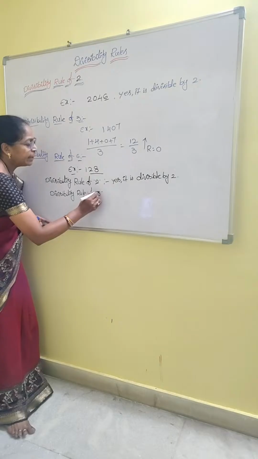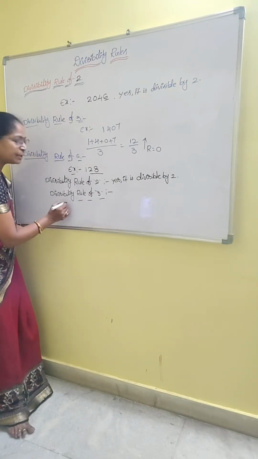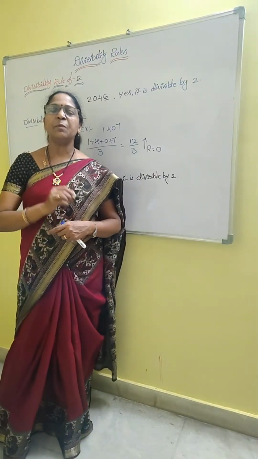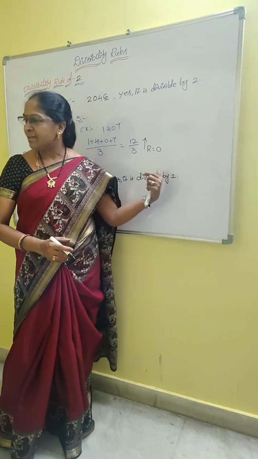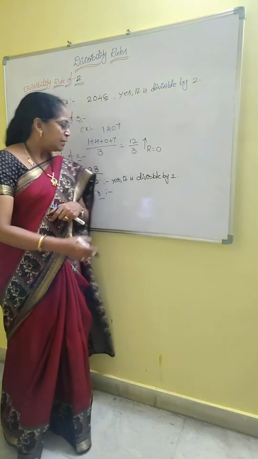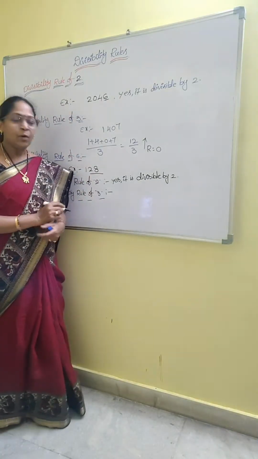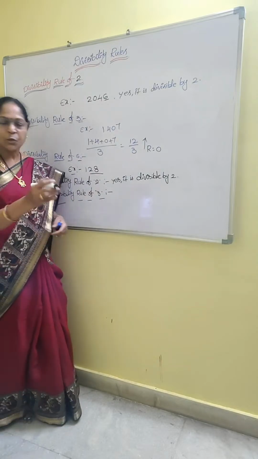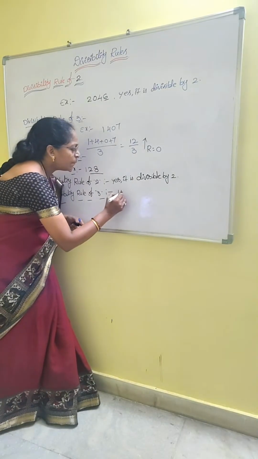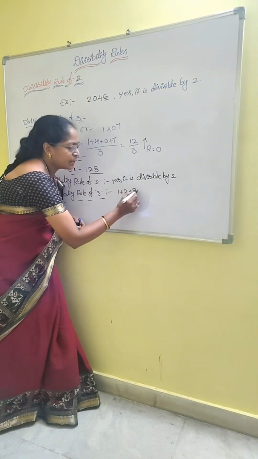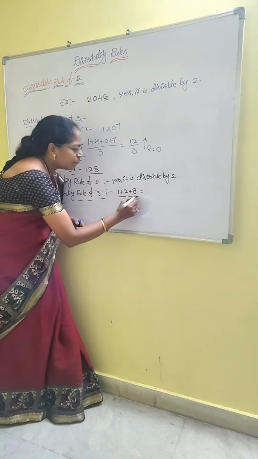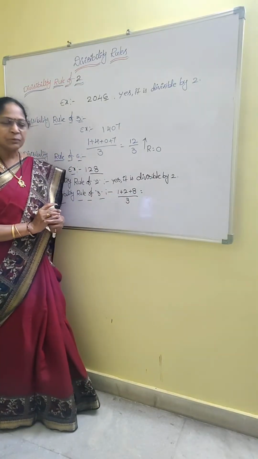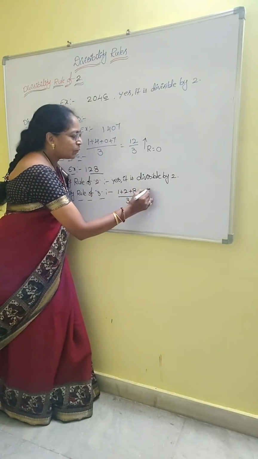Divisibility rule of 3. What is the divisibility rule of 3? If the sum of the digits is divisible by 3, then only the given number is divisible by 3. So what are the digits here? 1, 2 and 8 are the given digits. So you can add these digits: 1 plus 2 plus 8. That equals how much? Divided by 3. Directly you can write: 1 plus 2 equals 3, and 3 plus 8 equals 11.